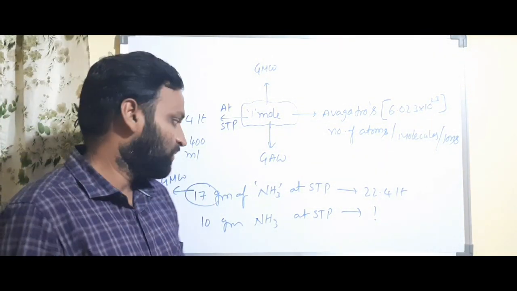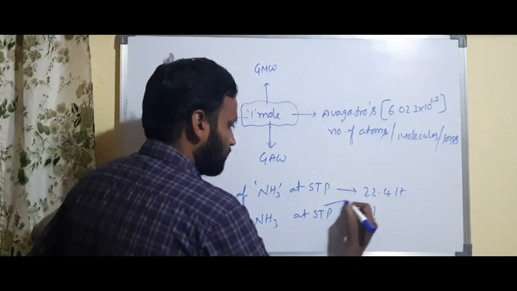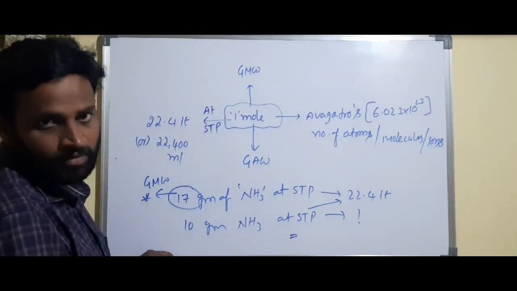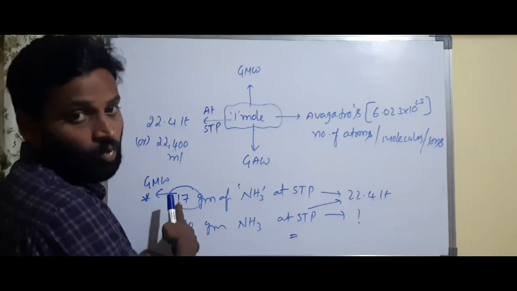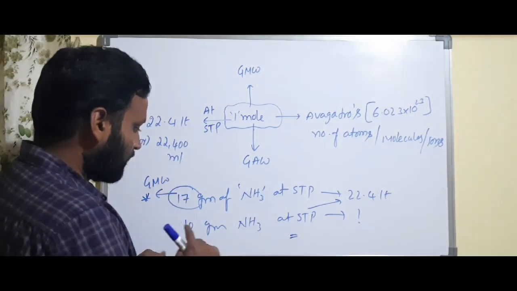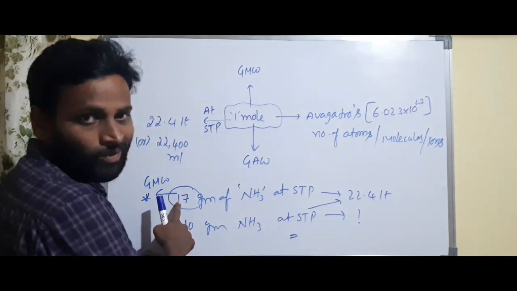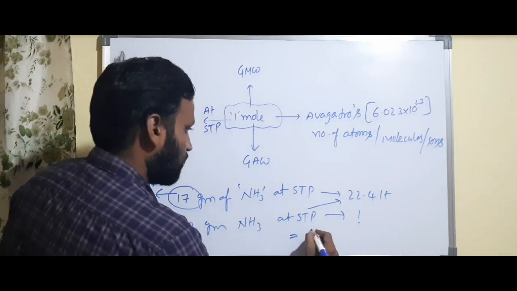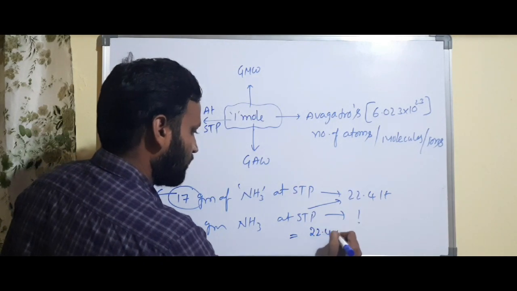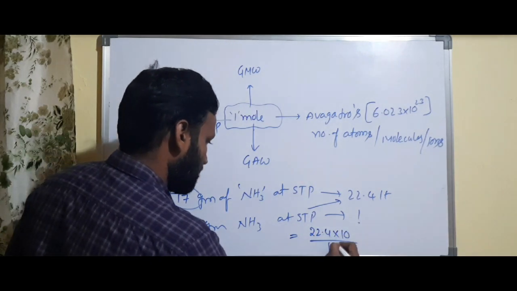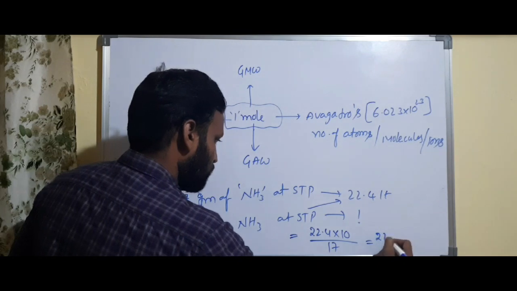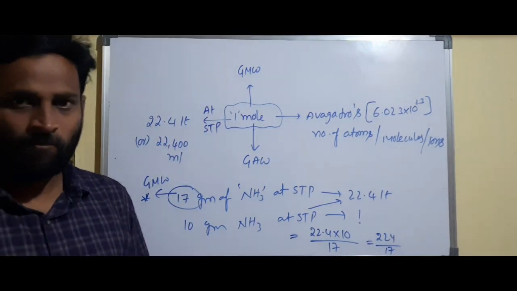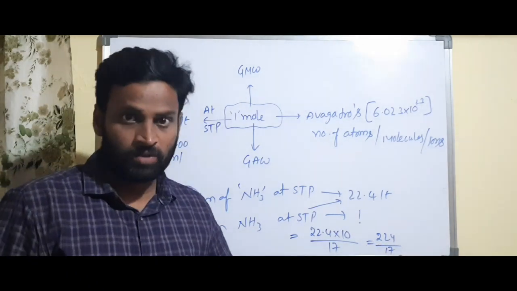I know, so you have to cross multiply now. These two multiply, divide with 17. In the previous one I did not divide because you had 1 there. So here you have to definitely cross multiply. Don't forget the 17. These two multiply, divide with 17. So 22.4 into 10 by 17, so 224 by 17. Tell me the answer in the comment box.